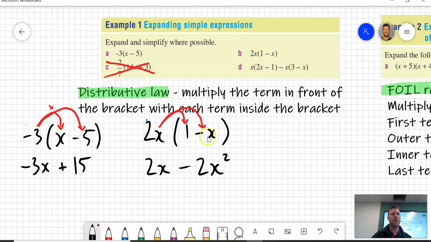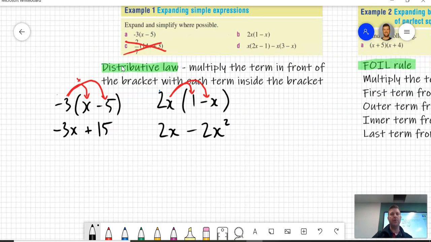All right, I'm going to do one more example and then actually get you guys to do some work, and then we'll come back, or maybe pause the video and come back. But there's this last one I'm going to show you, D. I won't go through C. It's basically just got a fraction at the front of the bracket. It's the same process.